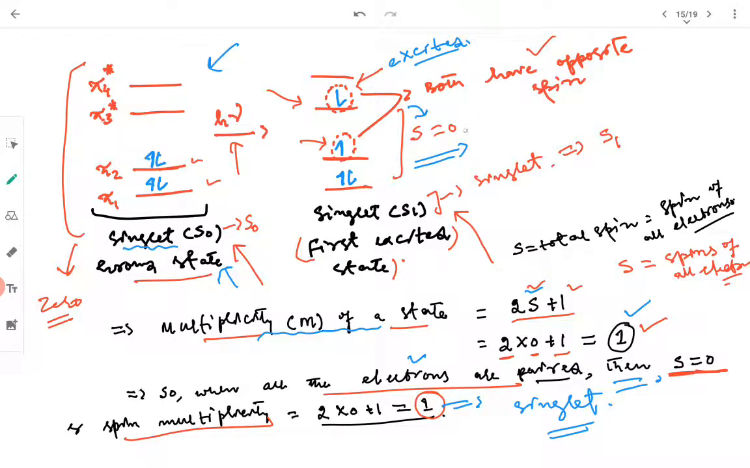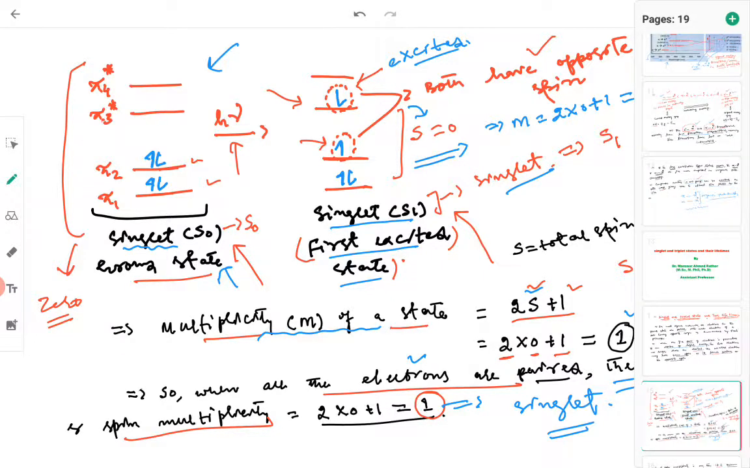So when the overall spin is 0, multiplicity will be equal to 2 into 0 plus 1. So it again comes out to be 1. So this is also a singlet state, but it's known as the singlet S1, or first excited state. The difference between S0 and S1 states is that of energy only. I hope it's clear. S1 has higher energy than S0.